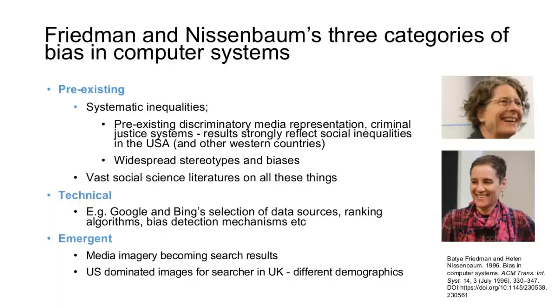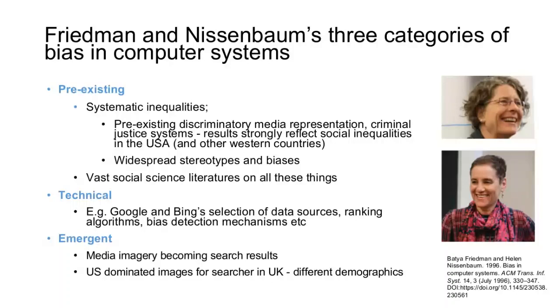And the results strongly reflect the social inequalities that we see in the US. So a lot of the imagery that we get, even if we're in the UK, is US imagery, but these reflect other Western countries as well, such as the UK. And all sorts of widespread biases and stereotypes. Now, there's vast social science literatures on all of these things to do with these pre-existing biases. I think sometimes there's a bit of a tendency within the information science field to draw on the psychology literature, which has its advantages in some cases, but there's a much wider literature as well, and I'd really recommend you digging into some of the sociology and media studies literature on some of these issues if you really want to get a deep understanding of the socio-cultural context that's feeding into these kind of issues.